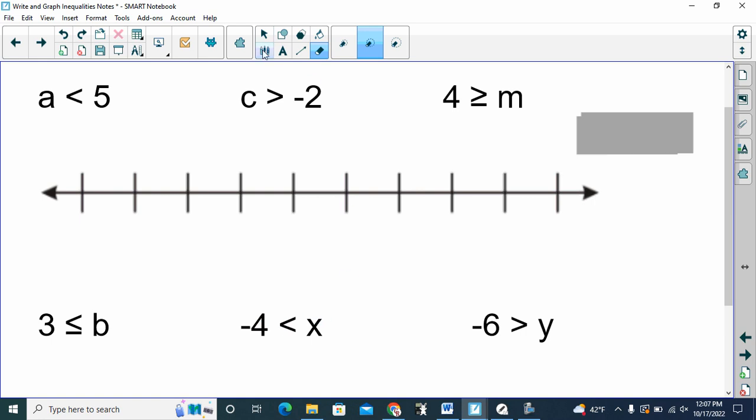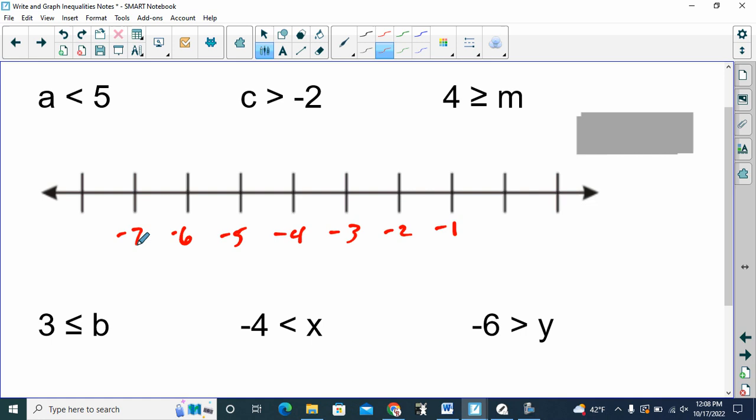-4 is less than x. -4 needs to be on there. Double check your numbering. -3, -2, -1 as we get bigger. -5, -6, -7 as we get smaller. Should be an open circle. X is bigger than the -4. Shading goes this way.